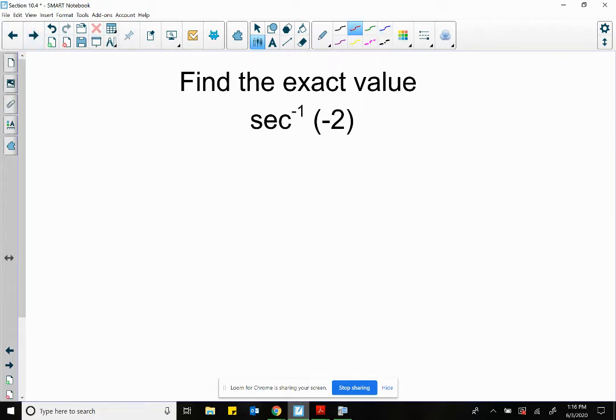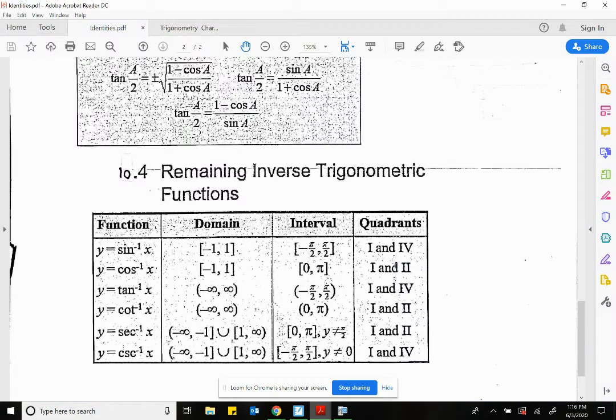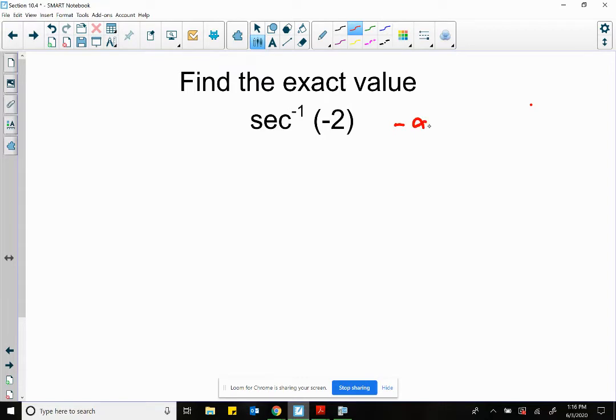Okay. So, the domain of secant is from -∞ to -1, and then jump over to 1 to infinity. So from -∞ to -1, jump over to, that's a horrible union, 1 to infinity. Okay, so is -2 within these intervals? Absolutely, it's in this guy. So we can continue on.